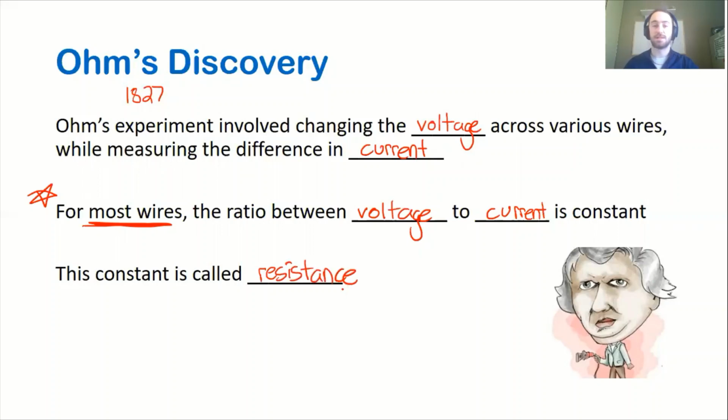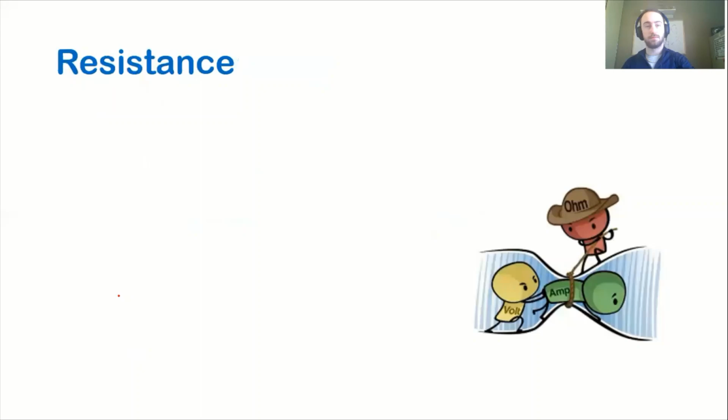So if we think about it practically, if we have a constant relationship between two different units, how does that look on a graph? If we had voltage at the top on our y-axis and current on our x-axis, how would a constant relationship look? Well, it would be a straight line, correct? It would be a linear relationship. So this is what he found was true for most wires. As I said, he called this constant resistance.